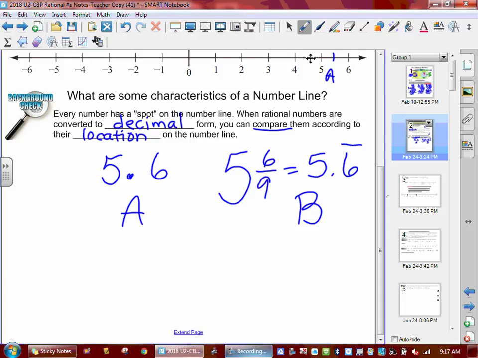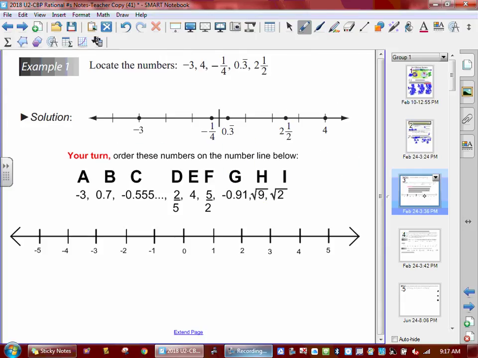Okay. So let's take a look now. On your sheet, you've got example 1 here. Now, all those numbers are not in the same format. Some are in decimal form, some are in fraction form. So what we have to do is convert them all to decimal form. So we're going to take -1/4, and it's going to become -0.25. We're going to take 2.5, and that's going to stay 2.5.